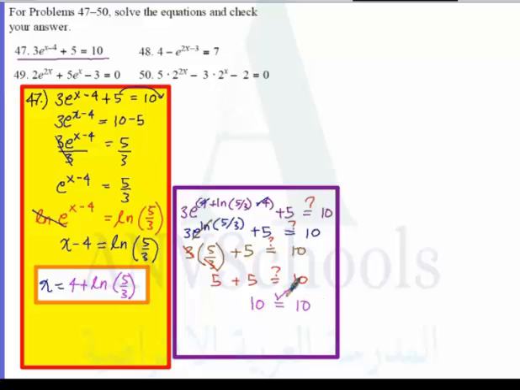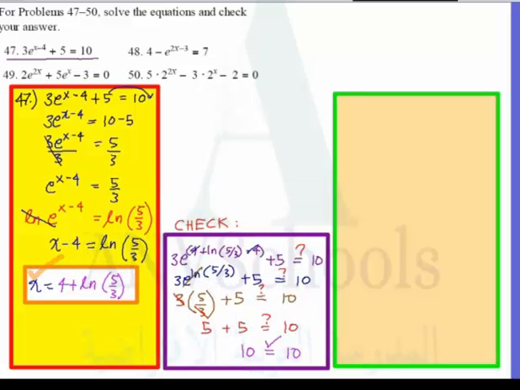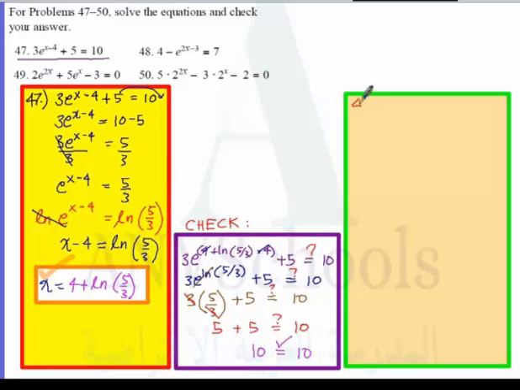Therefore, this value of x that we obtained from this operation that we did is valid. Okay? Let's go to number 48. Number 48.